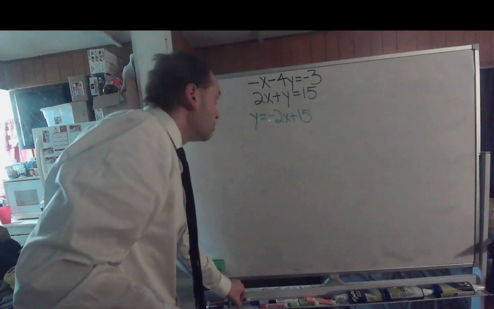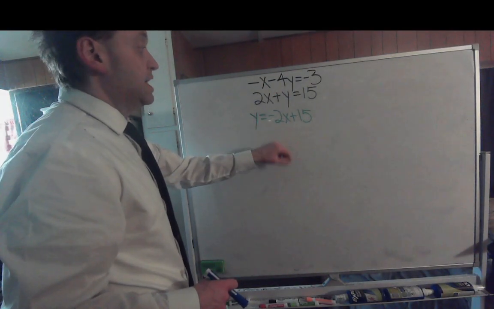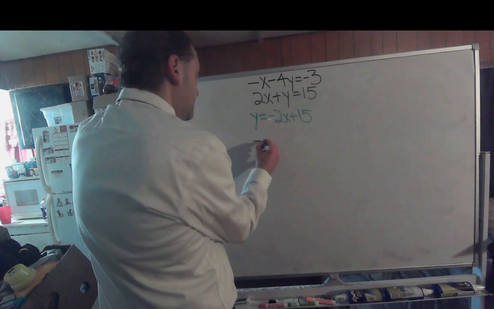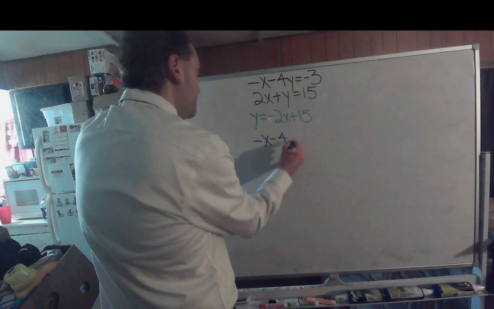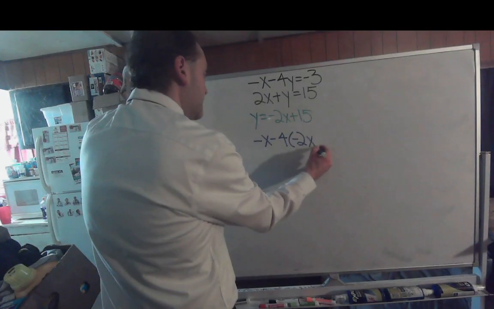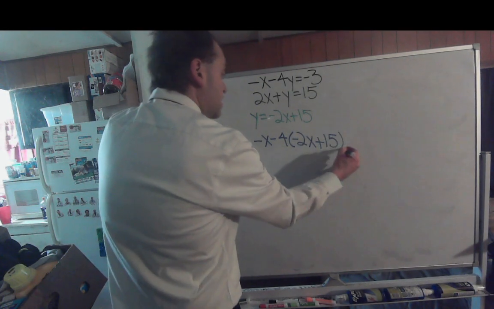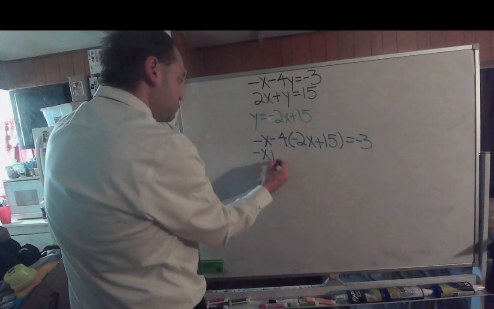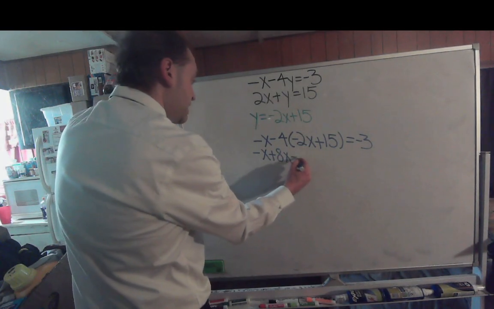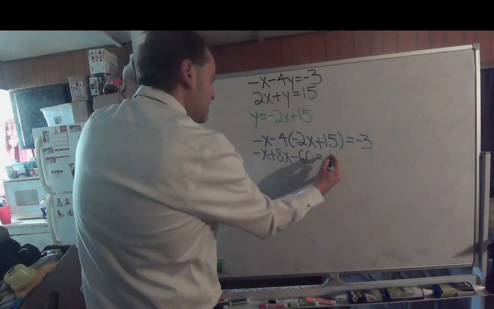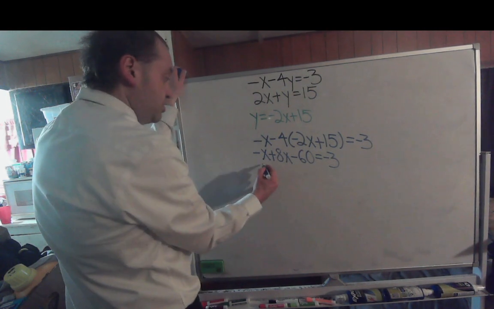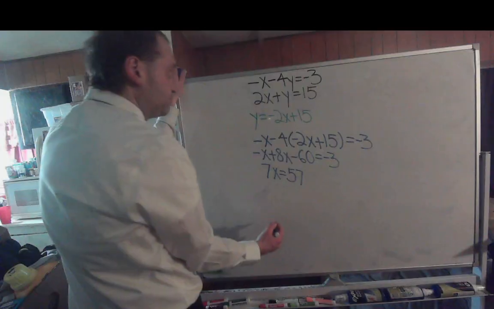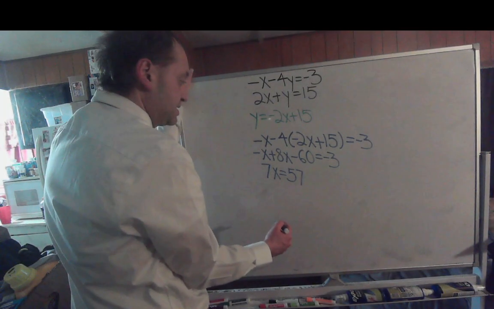Now, where we see y in the first equation, we need to put in that negative 2x plus 15. So this is going to look a lot like -x minus 4 times the quantity of -2x plus 15, all that equal to -3, which would give you -x plus 8x minus 60 equals -3, which would give you that 7x equals 57. This is looking pretty hideous.